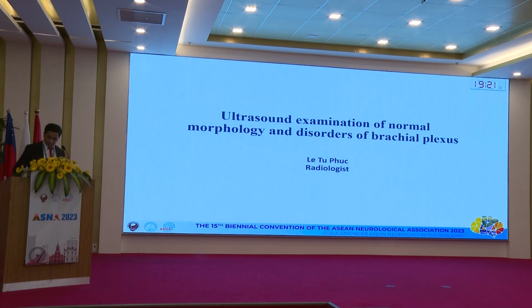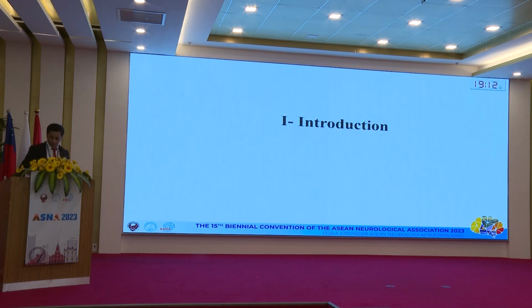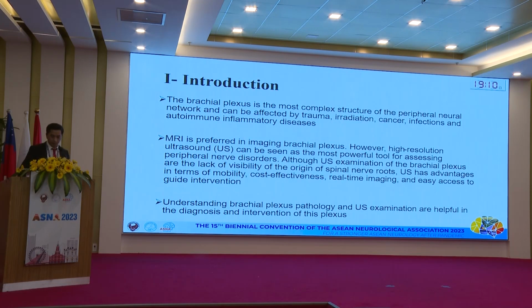I start my presentation: ultrasound examination for normal morphology and disorder of the brachial plexus. For the introduction, the brachial plexus is the most complex structure of the peripheral neural network and can be affected by trauma, irradiation, cancer, infection, and autoimmune inflammatory disease.